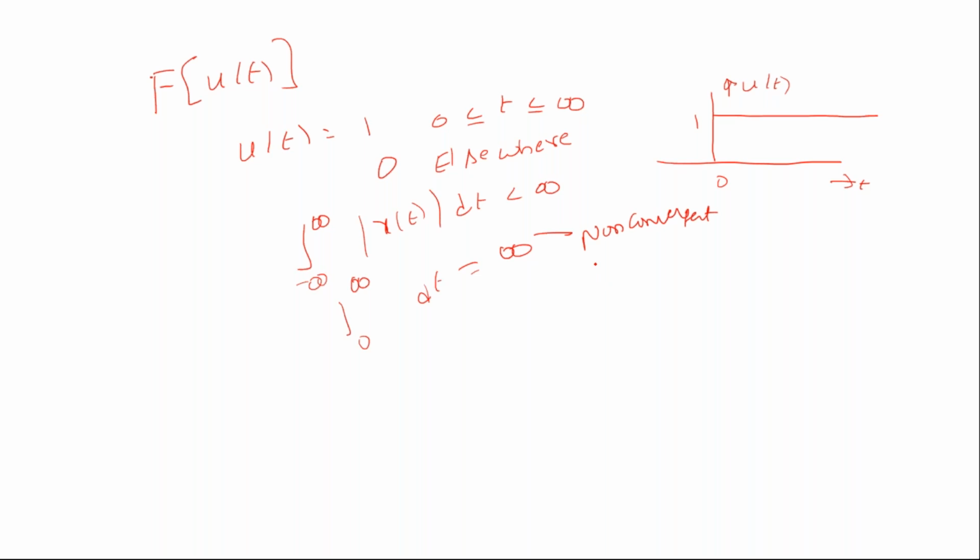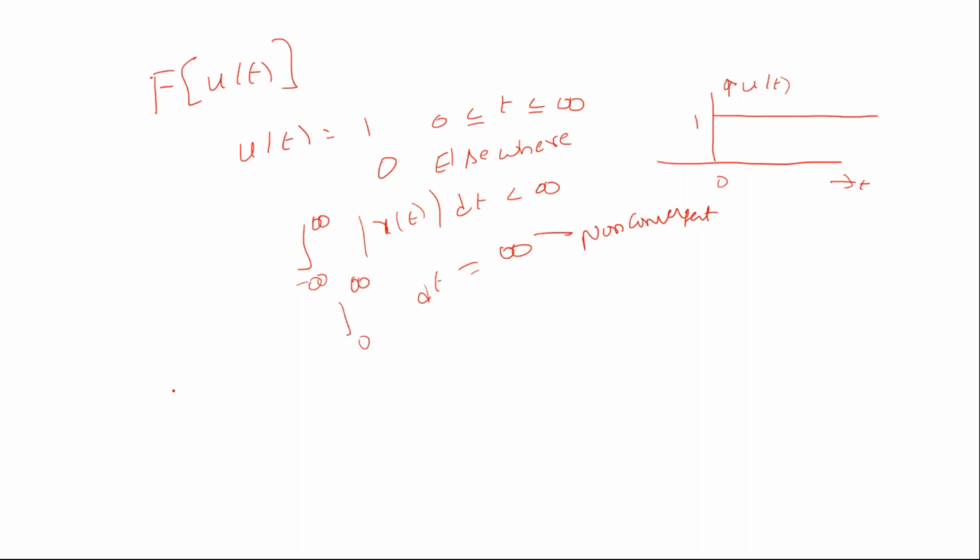That means you may ask, sir, can't I find the Fourier transform of u of t? No, it is not like that. You can find the Fourier transform of u of t from the signum function and from the DC signal. Now please try to understand how I am going to find it from the signum function and the DC function.